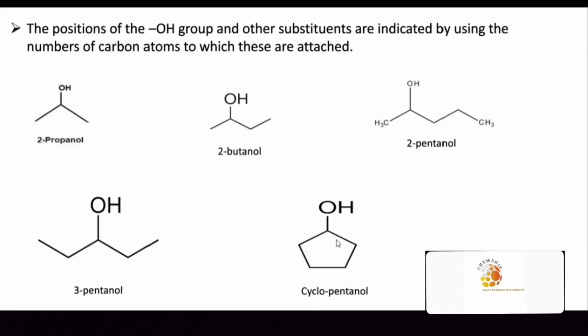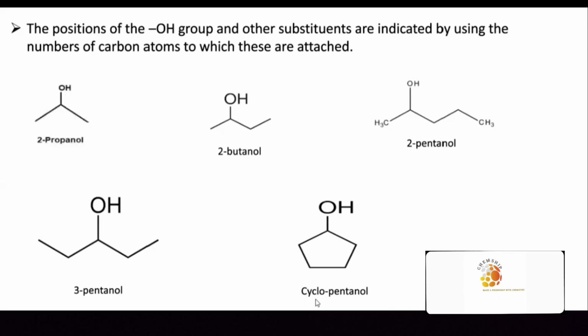In this compound also there are 5 carbons: 1, 2, 3, 4, 5. The OH group is there at one of these carbons. How to calculate, in this cyclic form, where the OH position is? This is a functional group now, so we have to give preference to this one. So it is 1, 2, 3, 4, 5.